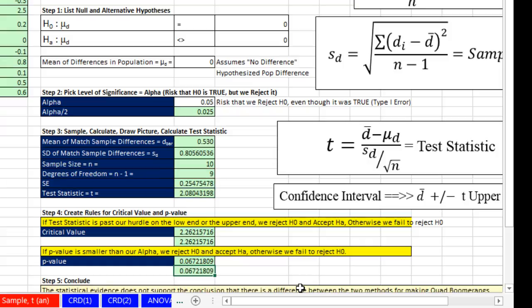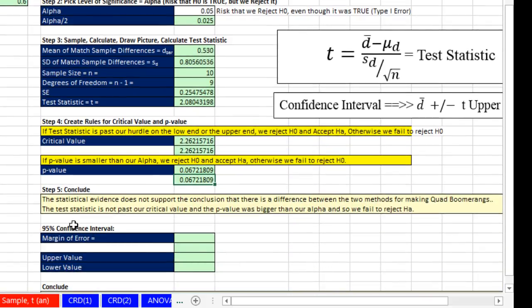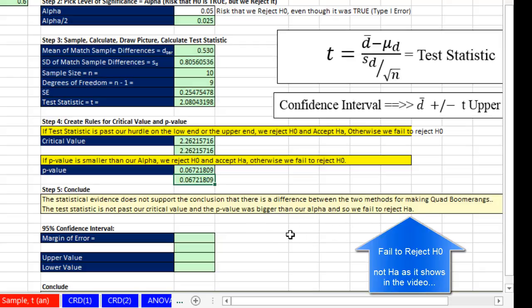It gives us our p-value that we can compare. That's the probability of getting 2.08 or greater, or minus 2.08 or less. So our conclusion: the statistical evidence does not support the conclusion that there is a difference between the two methods for making the quad boomerangs. The test statistic is not past our critical value, and the p-value was bigger than our alpha, so we fail to reject the null hypothesis.